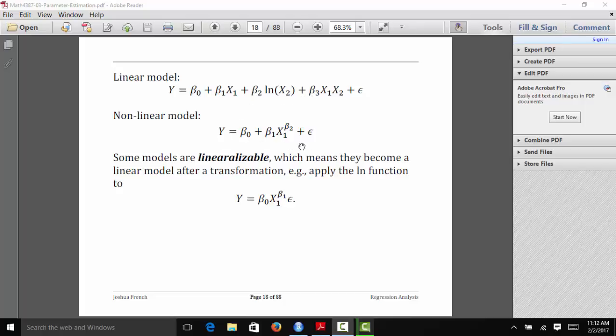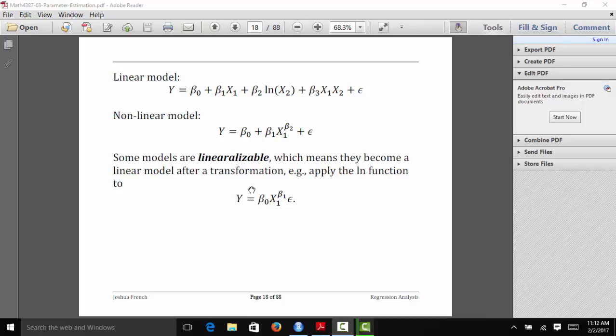So here's an example of a nonlinear model. Y equals beta naught plus beta 1 times x1 to the beta 2 power plus epsilon. There's no way of writing this as a linear combination of the regression parameters. It's just not possible to do it. So this is a nonlinear model. However, what is interesting is that some models are linearizable, which means that they become a linear model after some sort of transformation.